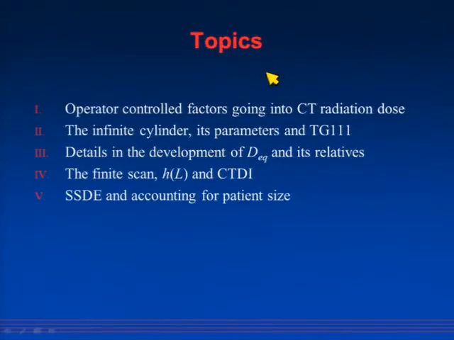Topics to be discussed: operator-controlled factors going into CT radiation dose, the infinite cylinder as parameters in TG 111, details in the development of DEQ and its relatives, the finite scan, the rise to equilibrium called H of L, that's a function, and CTDI and its relationship to some of these other parameters. They're very closely related. And the size-specific dose estimate and accounting for patient size.